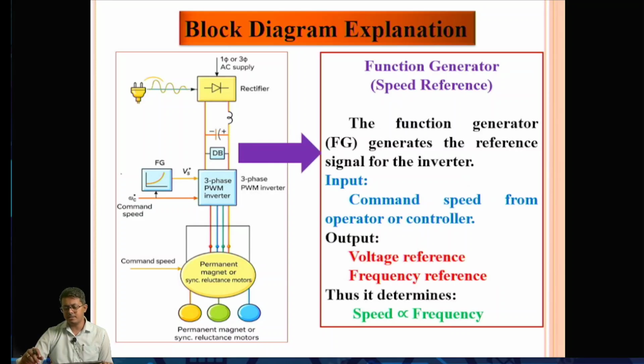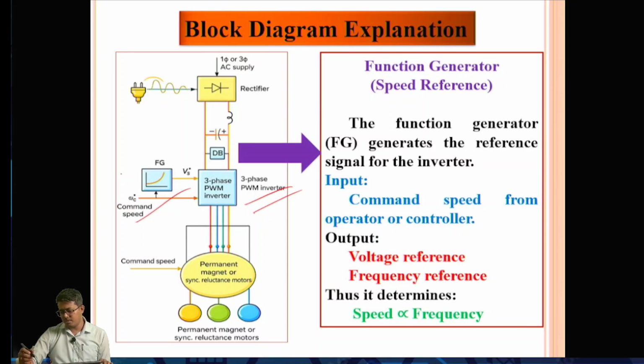Now move to the next component, the function generator. The main purpose of the function generator is to provide the speed reference, meaning the speed at which the inverter will generate the signal. That is given by this function generator, which provides the reference speed. So the function generator generates the reference signal for the inverter.